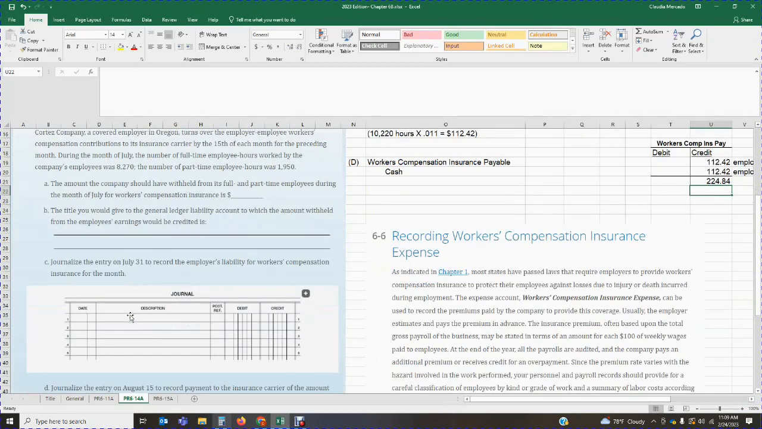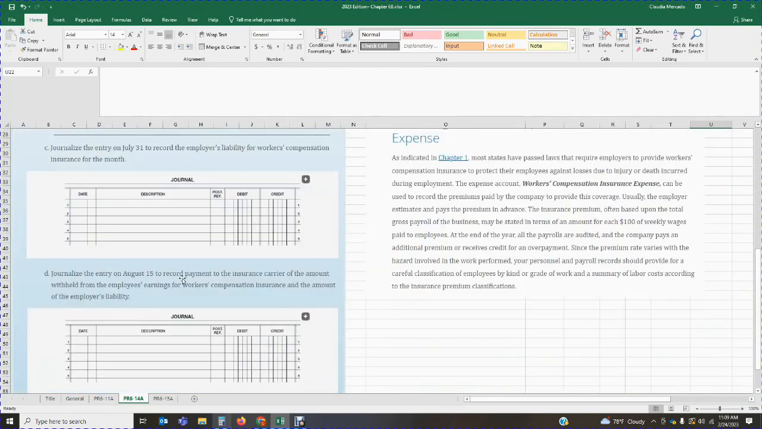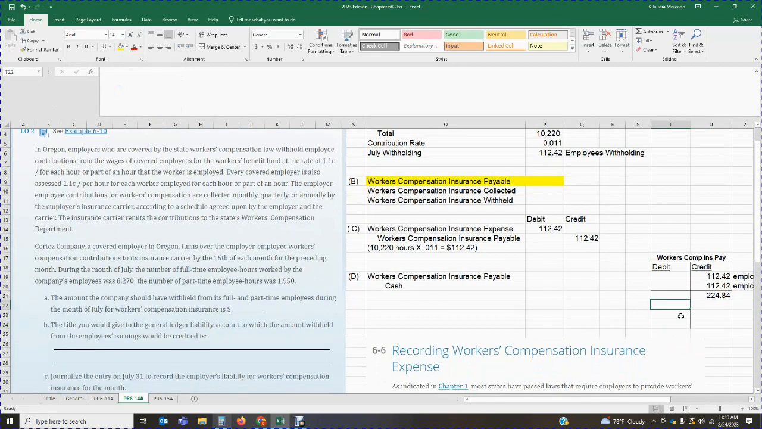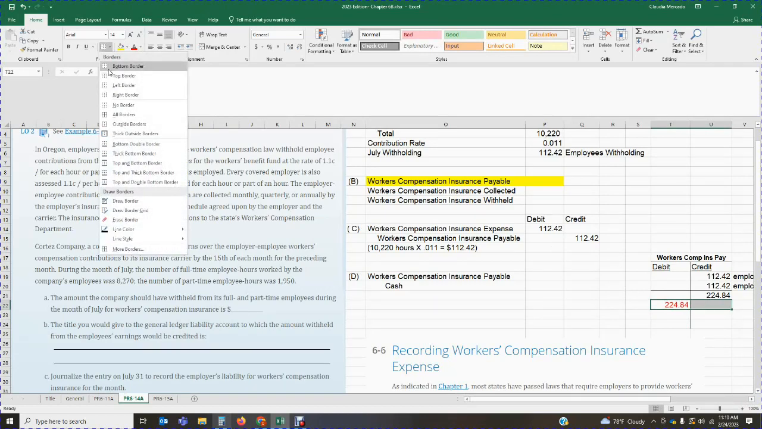Now I need to remit payment to my insurance carrier. That's what they're saying in letter D. We're going to record payment to the insurance carrier for the amount withheld from both the employees and the employer. So my workers' compensation insurance payable account, I'm going to take the money out. So then I would be taking the money out, and now my account is left with $0.